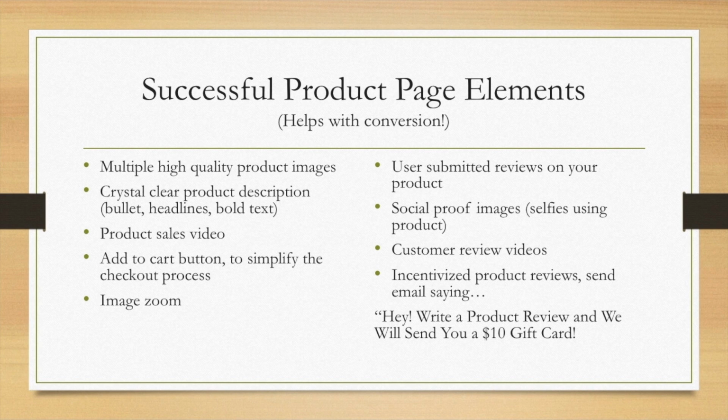Now, here are successful product page elements. These are all things that help with conversion. I'm giving you guys a few pointers that I definitely want you to implement in your product pages. So the first one would be multiple high quality product images, very professional looking photos. Nobody likes blurry images. It doesn't look professional, and no one will end up buying from you. So the second one would be crystal clear product description. Bullets, headlines, bold text, short to the point descriptions are what is converting.